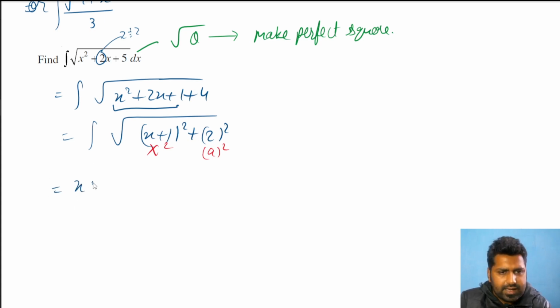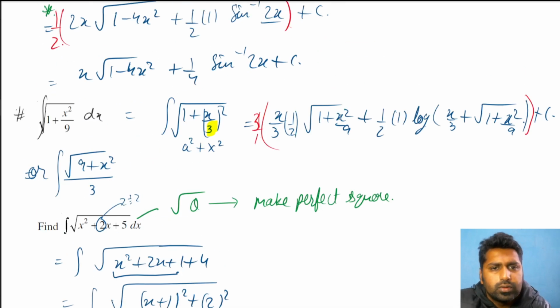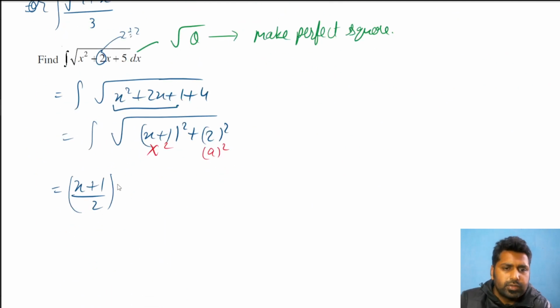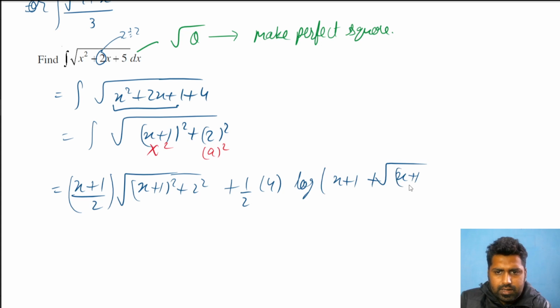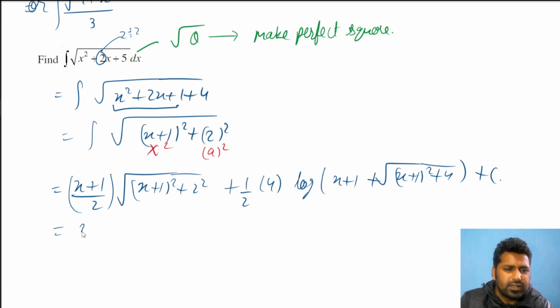capital X by 2, which is x plus 1 by 2, into the square root of the same expression. Same expression means this one, and this gets simplified to this: x plus 1 whole square plus 2 square, plus 1 by 2 a square. A is 2, so a square is 4. Then comes log, then again capital X and the square root of capital X square plus a square. Capital X is x plus 1, so x plus 1 plus the square root of x plus 1 whole square plus 4, plus c. The answer is only lengthy, that's it, nothing else.